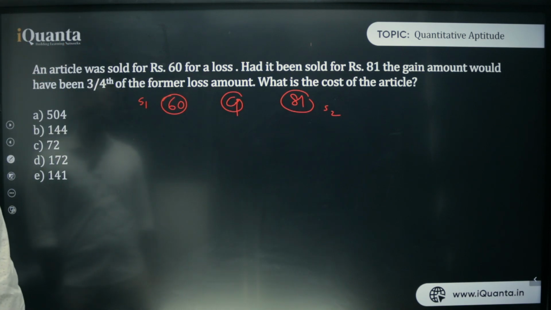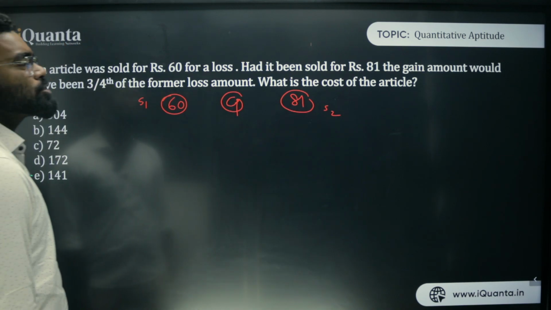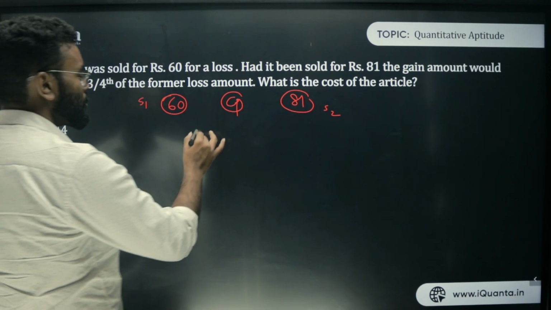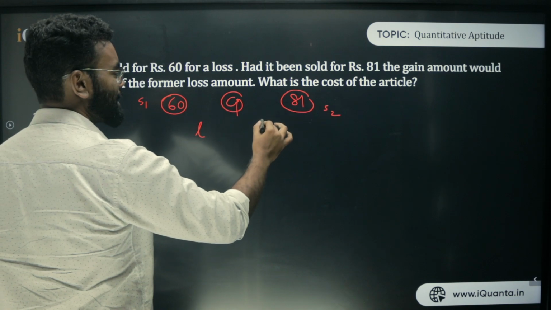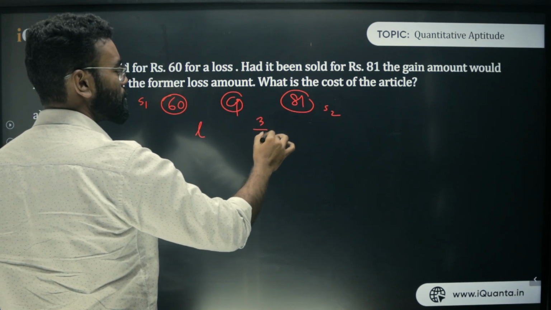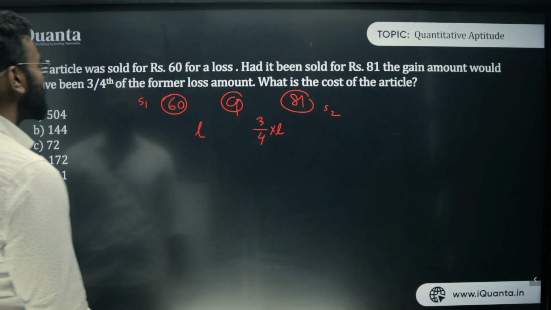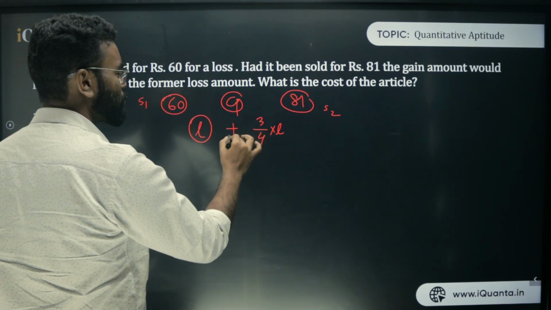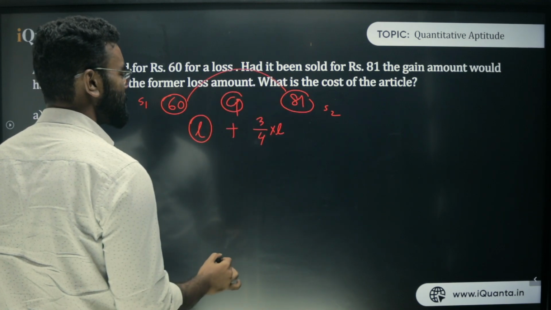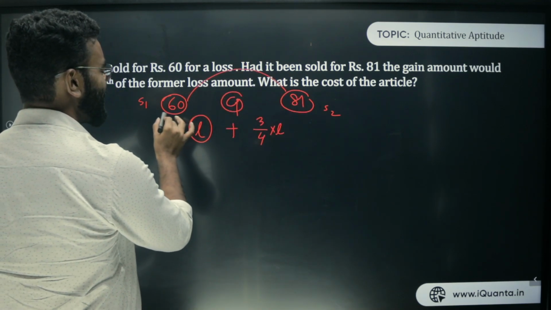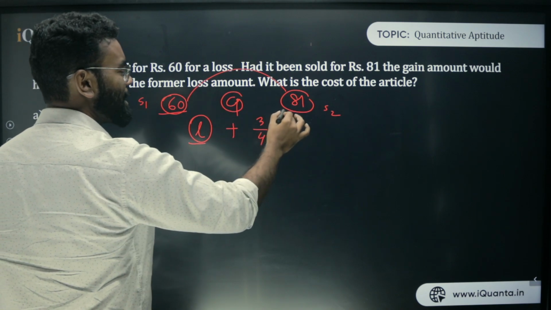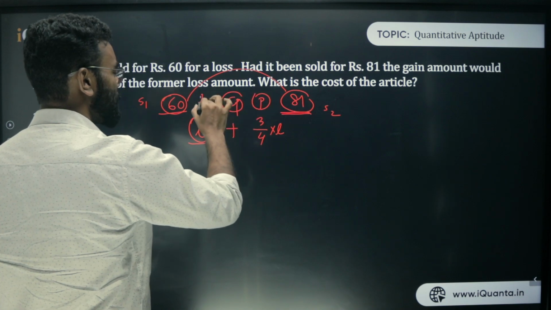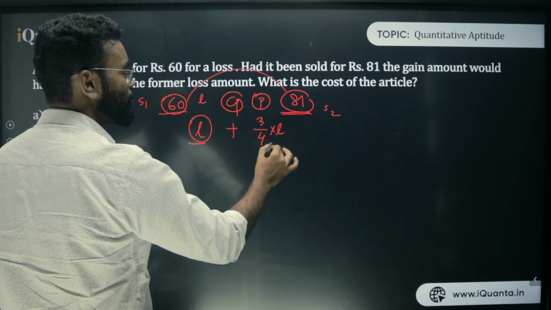It is said sold for rupees 60, and had it been sold for 81, the gain amount would have been 3/4 of the former loss. So let's say the loss is here, and in this case the gain amount is 3/4 into loss. So this loss plus 3/4 of the loss is basically this difference. Why? Because when he sold it at 60, he made a loss. When the selling price is 81, he makes a profit. So the loss is the loss, but the profit is basically 3/4 of the loss.